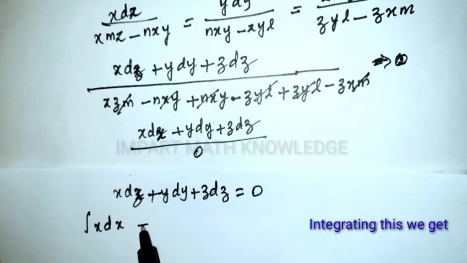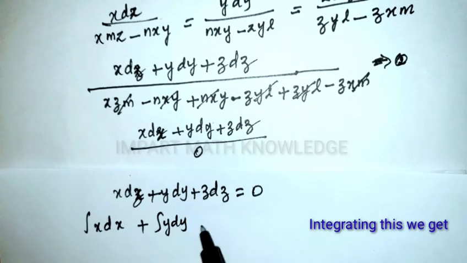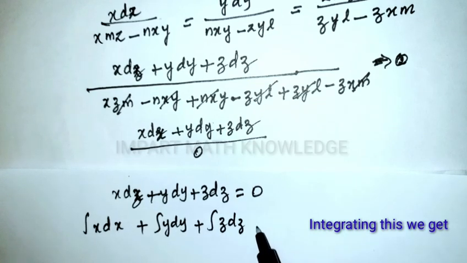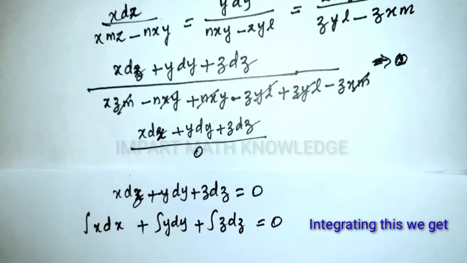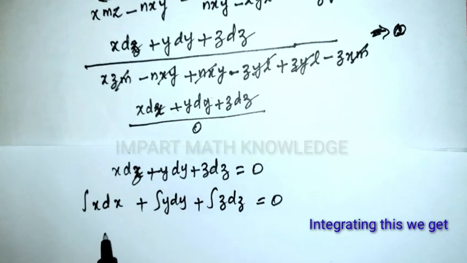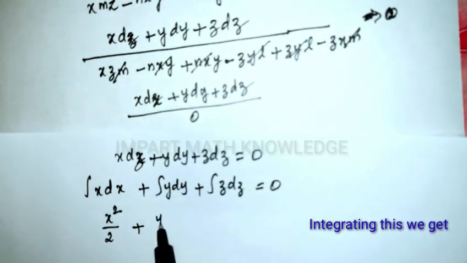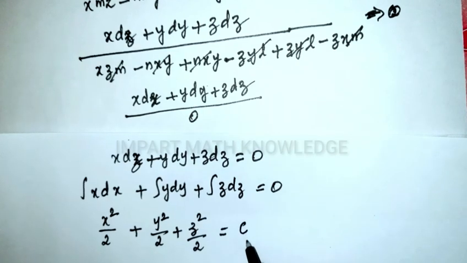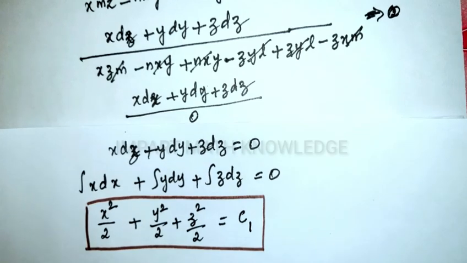So the integral of x dx plus the integral of y dy plus the integral of z dz is equal to 0. The integral of x dx is x square by 2, the integral of y dy is y square by 2, and the integral of z dz is z square by 2. In terms of C1, C1 is x square plus y square plus z square by 2.